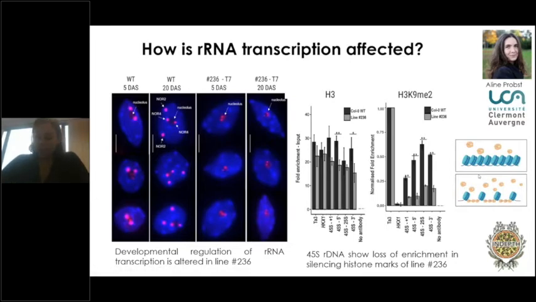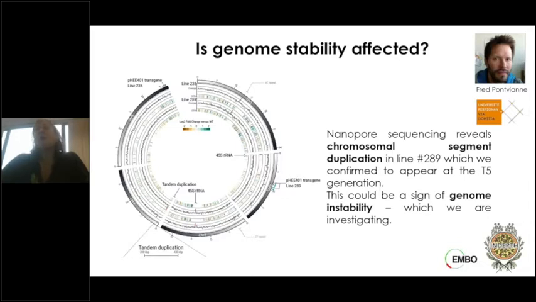So effectively the production and accumulation of ribosomal RNA is the same as wild type, and most likely it's through changes in epigenetic landscape that we are able to maintain this ribosomal synthesis. Further, also through collaboration with INDEPTH, with who I consider to be the most authoritative figure in the field, Clermont-Ferrand, of course, we were able to sequence both lines, two lines that we selected, line 236 and 289. We were looking really for signs of genome instability.